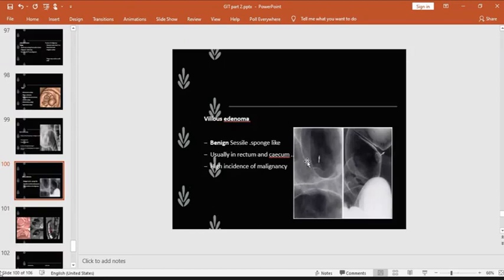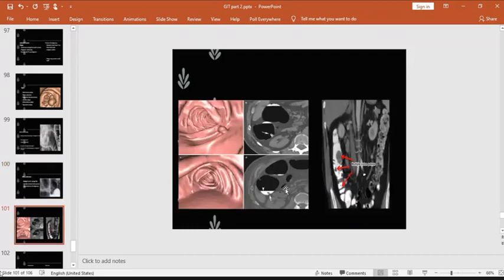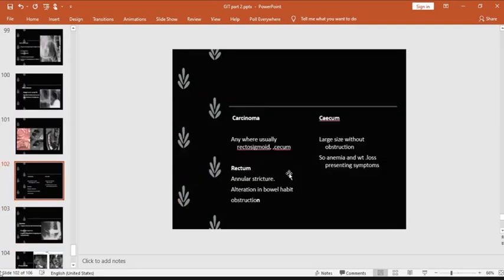This is another polyp in this part of the segment. The villous type has a high incidence of malignancy. On virtual colonoscopy, this is a polyp inside the bowel, and there are multiple polyps in this segment of the bowel. They can occur anywhere in the bowel, in the rectosigmoid region as well as the cecum, but the presentation is different. In the rectum, it produces an annular structure.